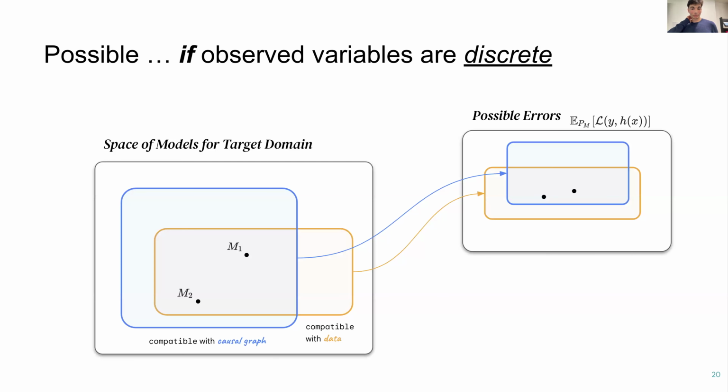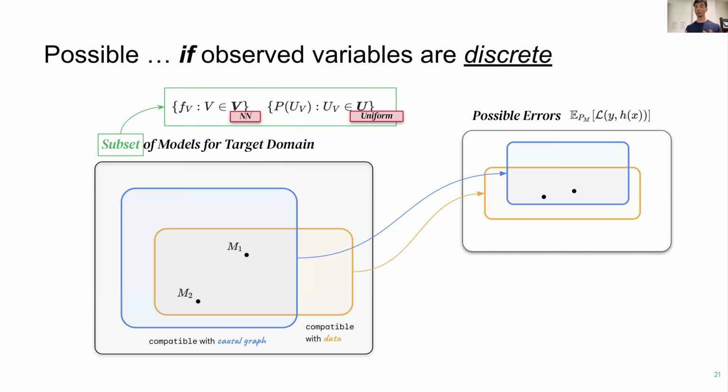And the reason this is important is, looking back at our picture, where we have the space of all models, the constraints, and how these map to the possible errors that you might observe. If your observed variables are discrete, without loss of generality, you can operate on a subset of the models of the target domain. And here, there's a special subset that you can assume without loss of generality, which is a subset of SEMs that are parameterized by neural networks. So the functions are neural networks, and your exogenous distribution variables are univariate and uniformly distributed.